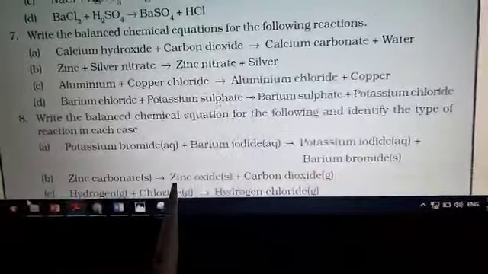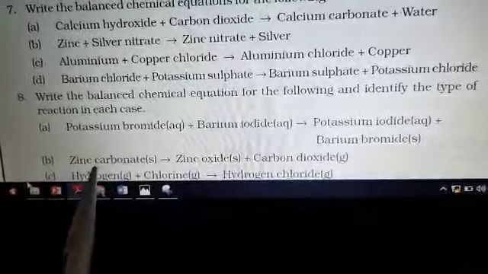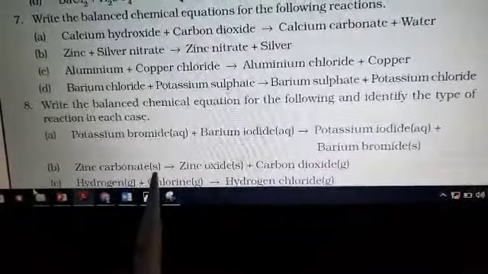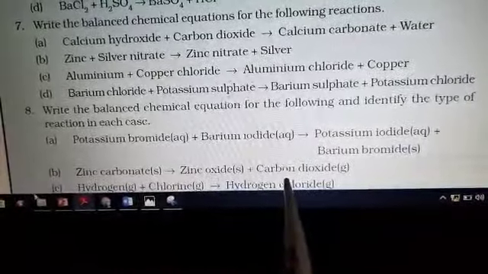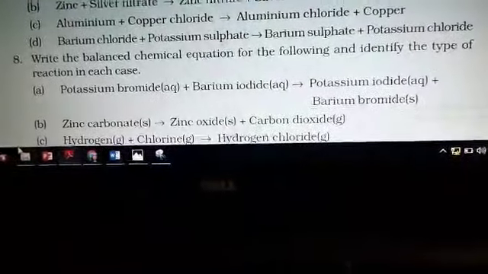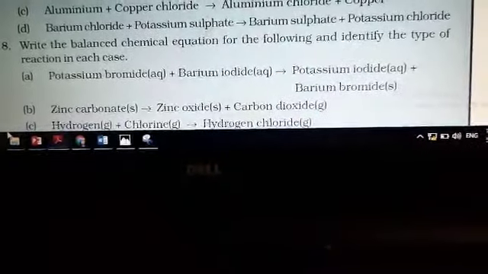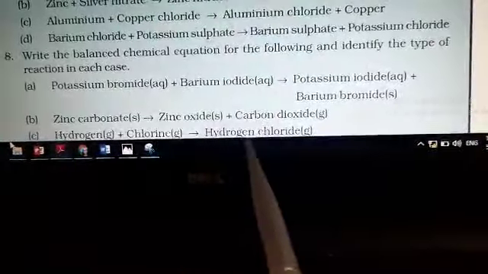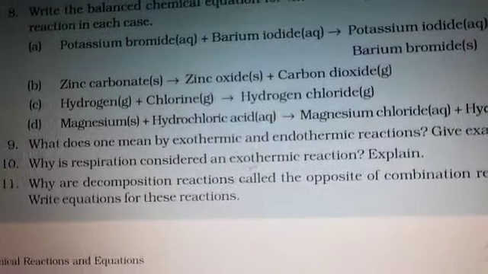Zinc carbonate gives zinc oxide plus carbon dioxide. So this reaction is zinc carbonate gives zinc oxide plus carbon dioxide, means this reaction is decomposition reaction in which one compound is breaking into two. Then next one is hydrogen plus chlorine gives hydrogen chloride. So you can see here this is hydrogen plus chlorine means two are there and making a single product. So this is the combination reaction.